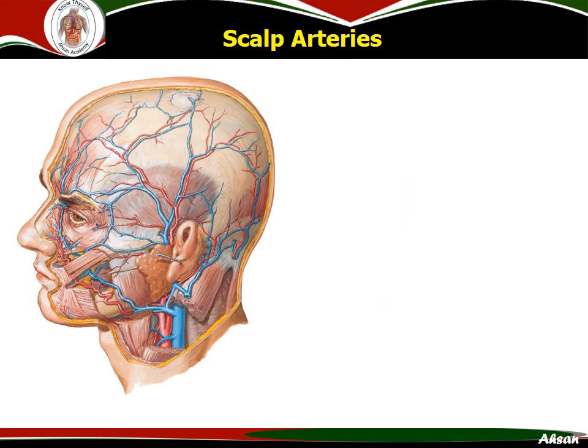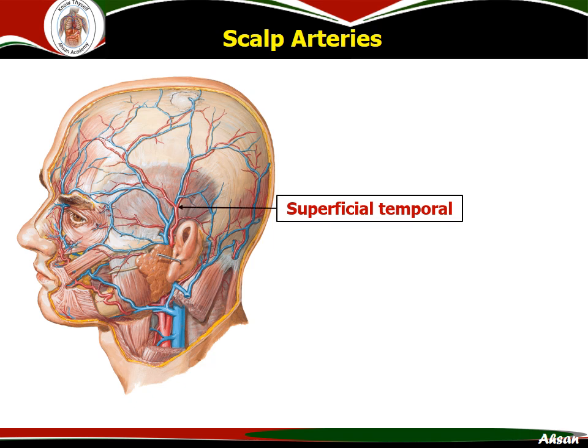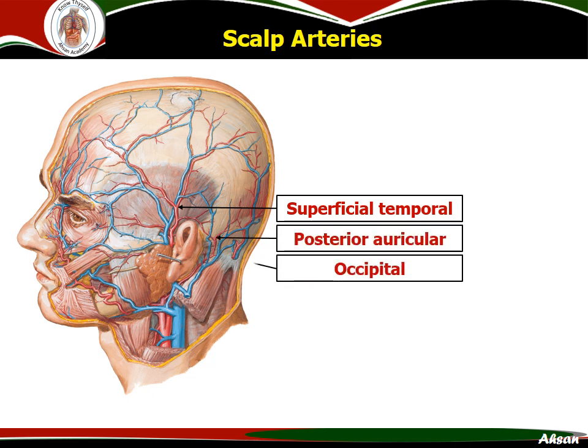Which artery supplies the scalp? You can see this is the superficial temporal. So superficial temporal is going to the scalp and supplying the side of the scalp up to the vertex, and at the level of the vertex there is anastomosis. From the posterior part, the posterior auricular and occipital go and supply the posterior part of the scalp.